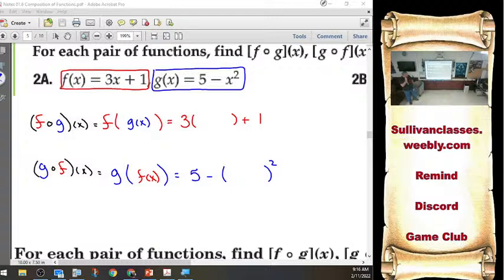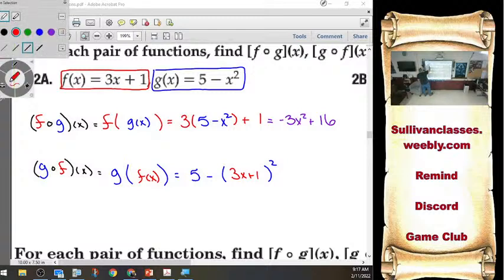The purpose of f is to triple something and add 1. So if I say f of g, then I'm going to triple g and add 1. So negative 3x squared plus 15, 16. The purpose of g is 5 minus a thing squared. That thing is going to be all of f of x. Square it, not like a freshman.